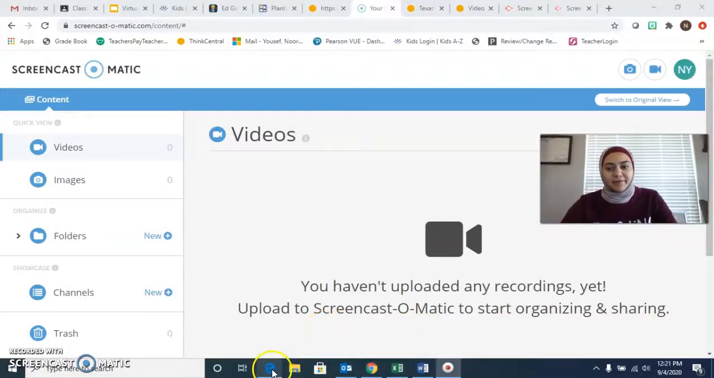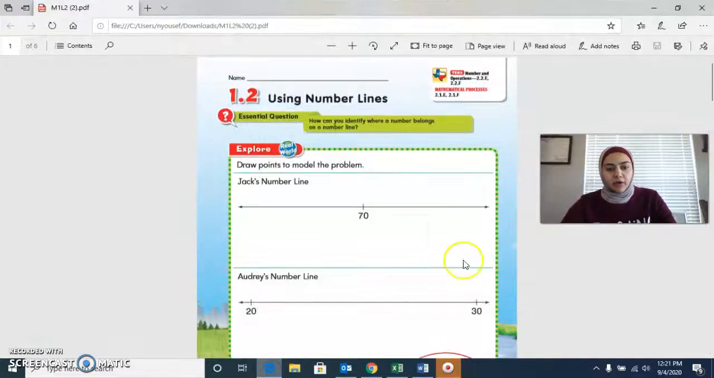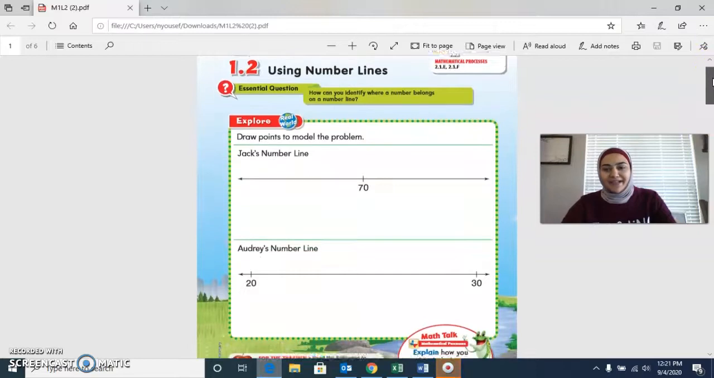Okay guys, welcome. Here's our Go Math lesson for module 1.2. We're going over using number lines.